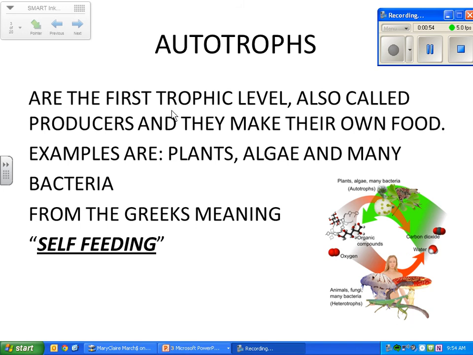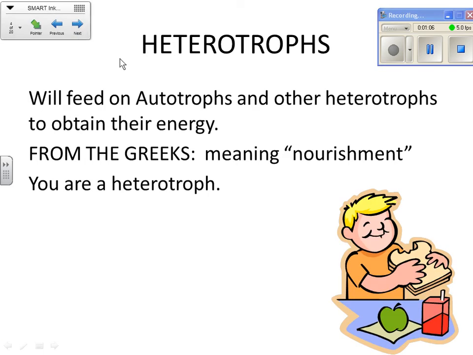The autotrophs are first at the trophic level, and they are also called producers. They make their own food. Examples are plants, algae, and many bacteria, from the Greek meaning self-feeding. Heterotrophs feed on autotrophs and other heterotrophs to obtain their energy. From the Greek, it means nourishment. You are a heterotroph.